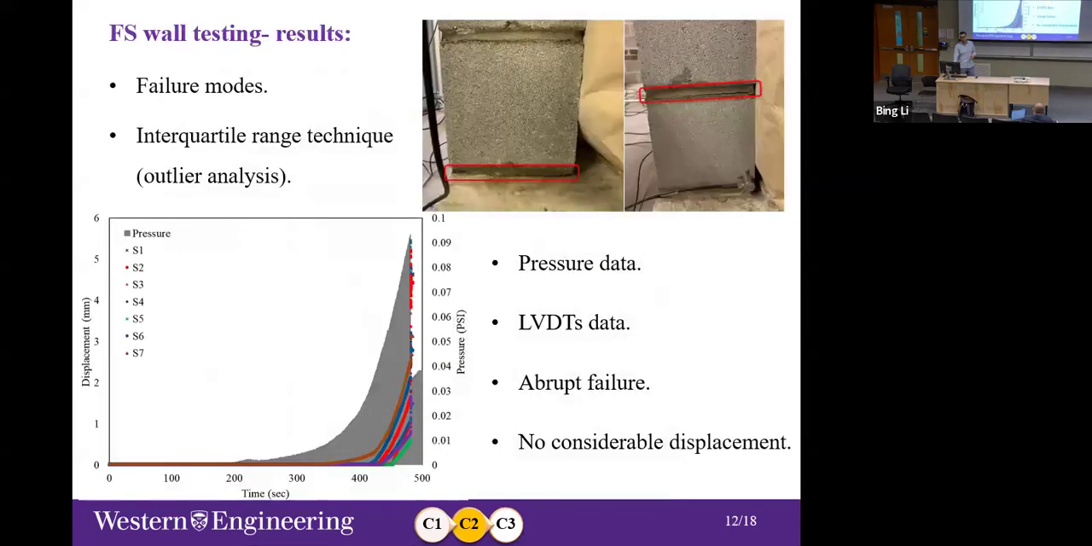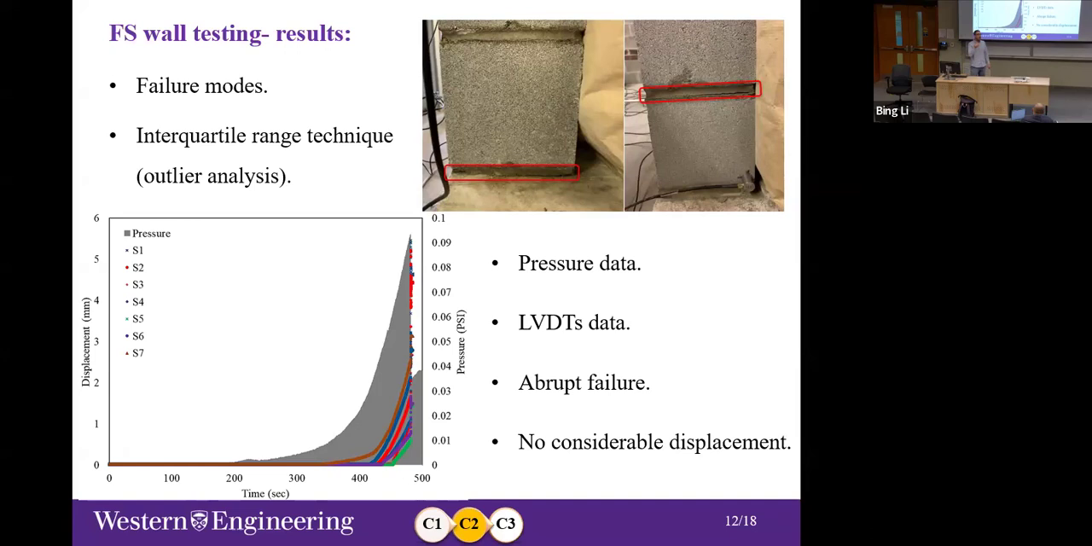After modifying the data, we analyzed the data. For example, for FS walls, the failure modes are shown in the right pictures, and all the time the crack happened at the base, sometimes in other rows of the mortar, but we removed those data as outliers. After that, we did the interquartile range technique for outlier analysis again to minimize the variation in the data. In the left picture, you can see the pressure data and LVDT data for one of the tests. You can see the abrupt failure happen at this point, and there is no considerable displacement recorded by the LVDT before the failure of the wall.